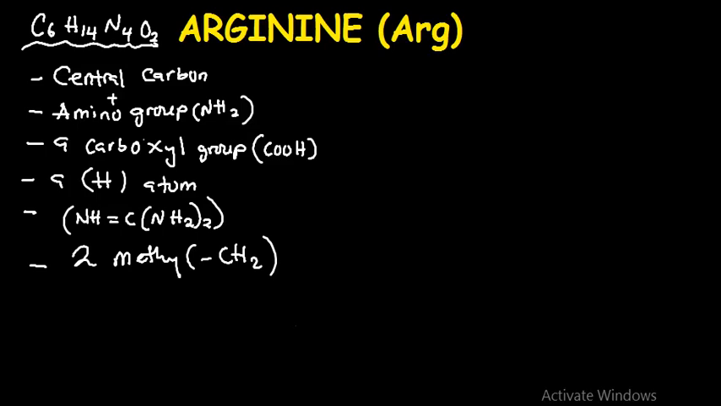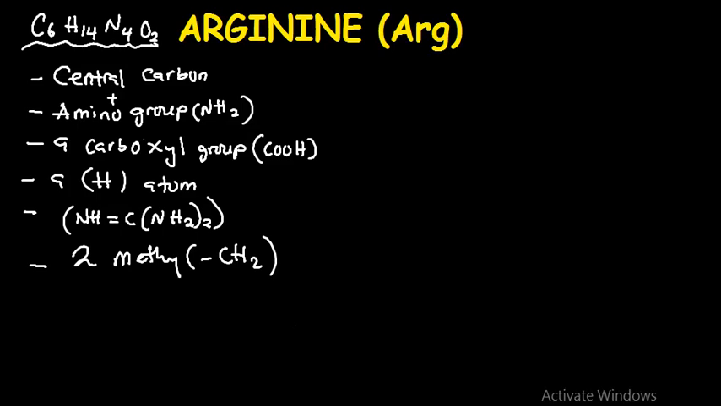In this video, we are going to be focusing on arginine. Arginine has the chemical formula of 6 carbon, 14 hydrogen, 4 nitrogen, and 2 oxygen. Arginine is one of the 20 standard amino acids commonly found in proteins. Let's break down the chemical structure of arginine using solid, dashed, and wedge lines.